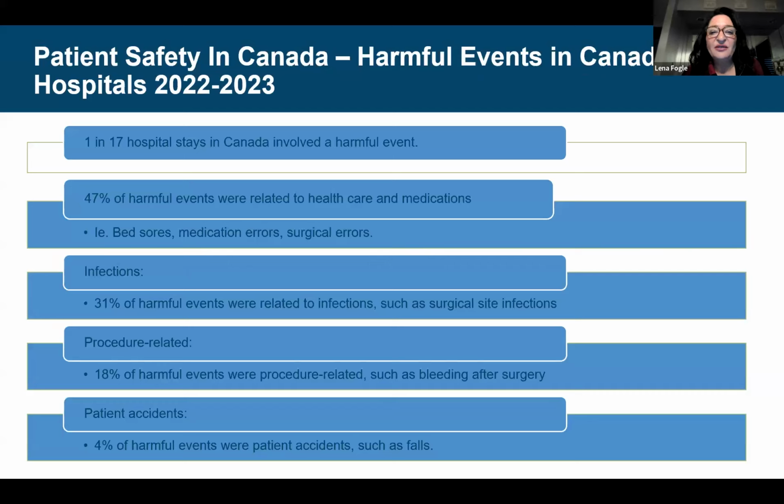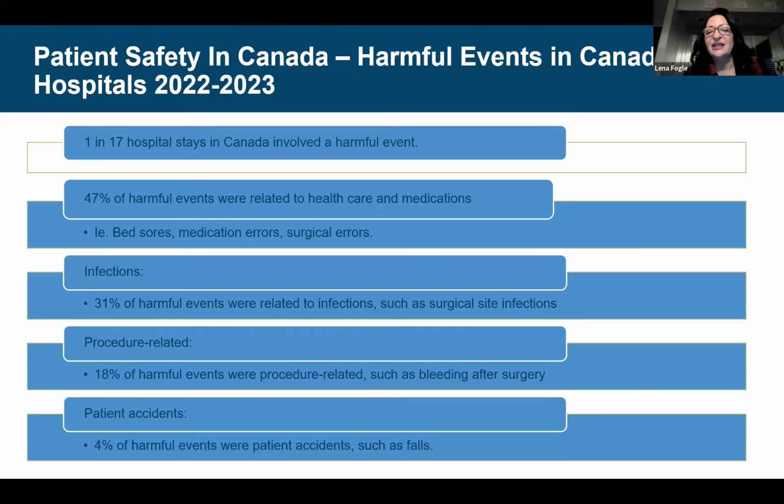So, harmful events in Canada. This was a study done for the years 2022 and 23. It estimated that 1 in 17 hospital stays in Canada involved a harmful event. You guys are right in line with the US and everybody else. So it is a very high risk environment.